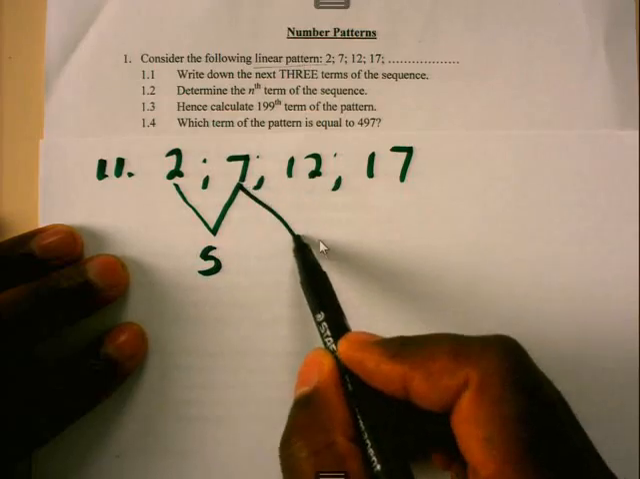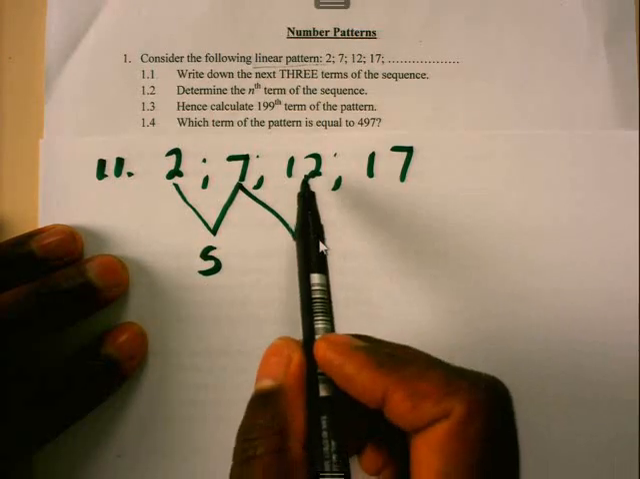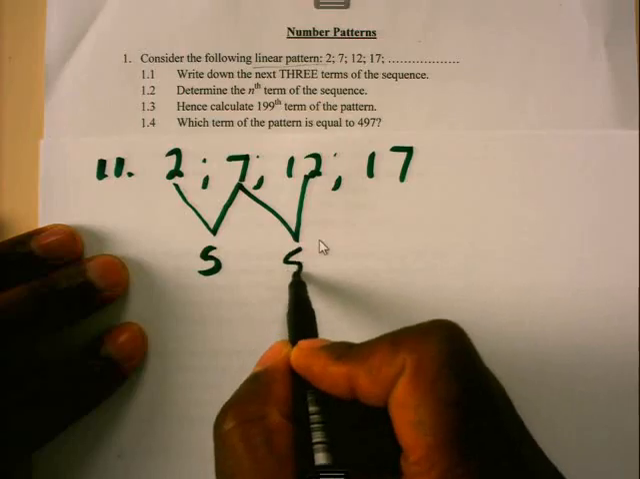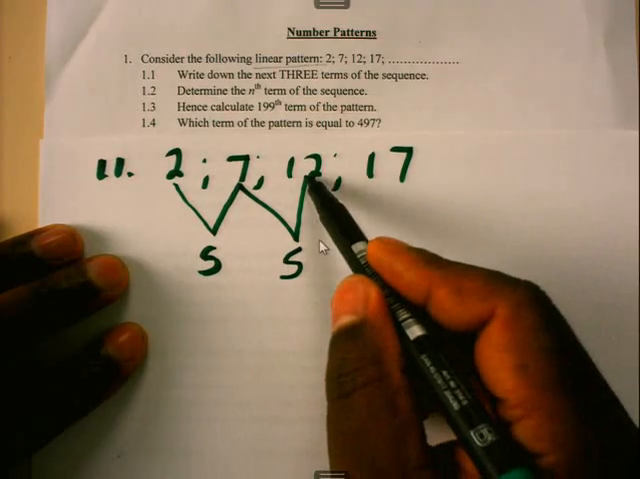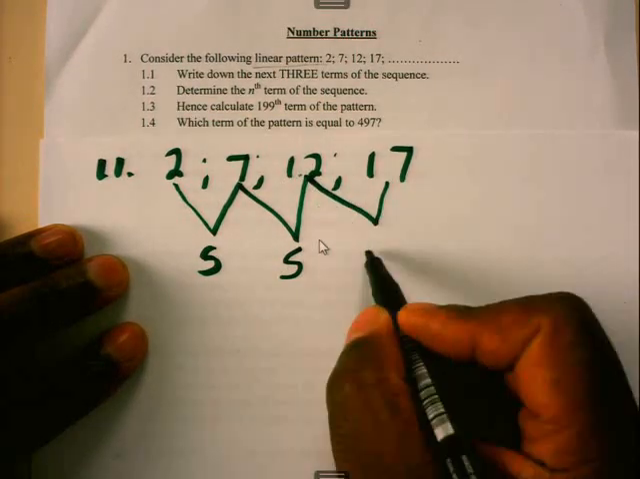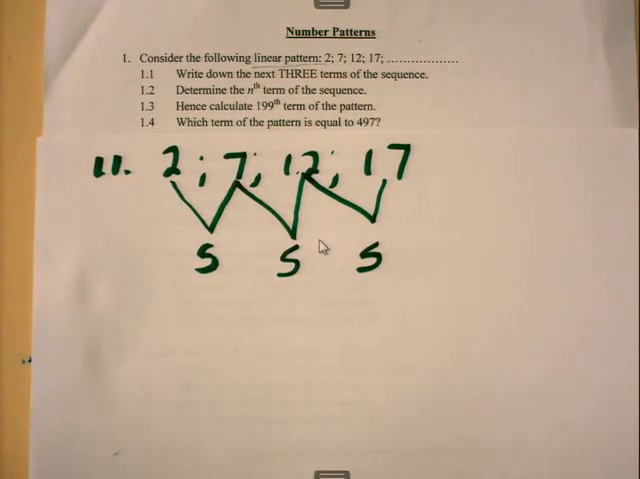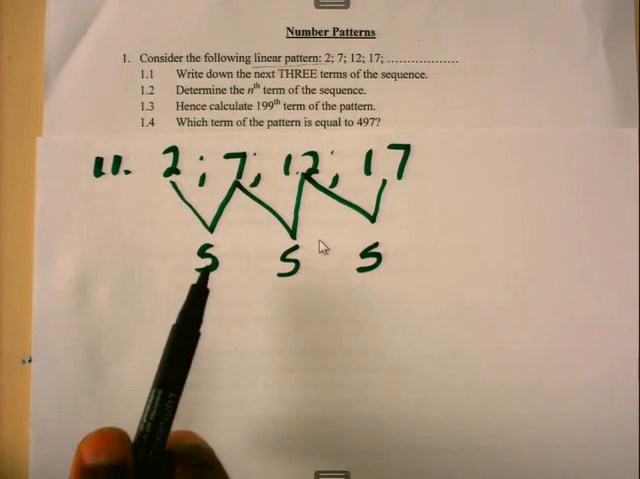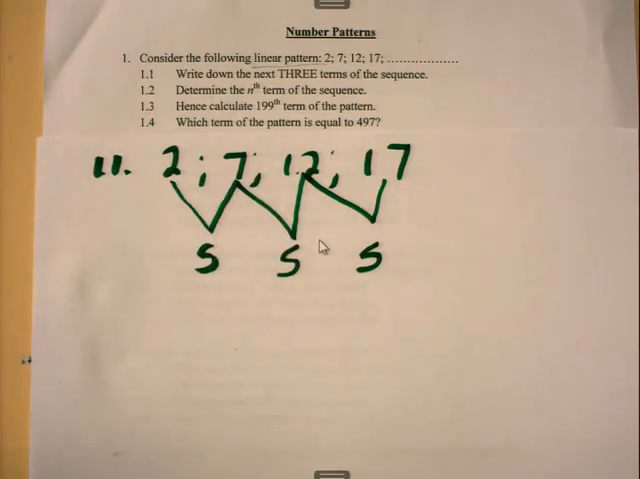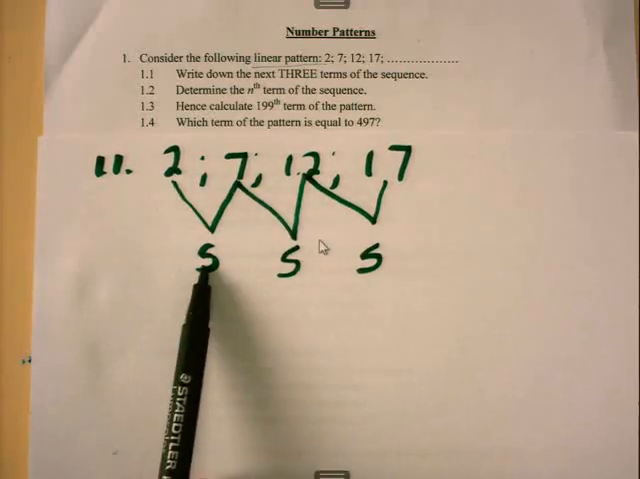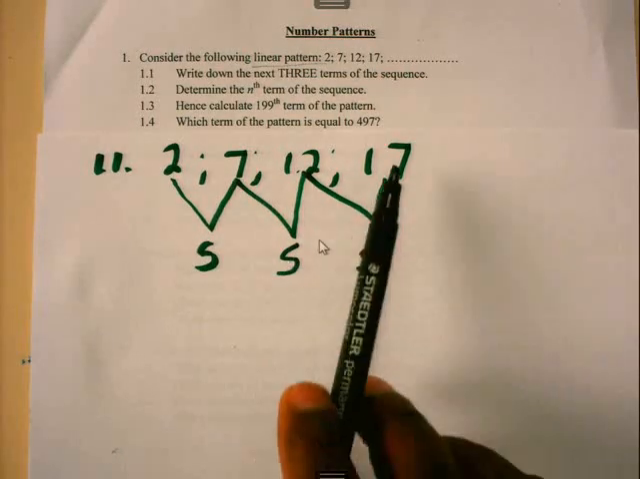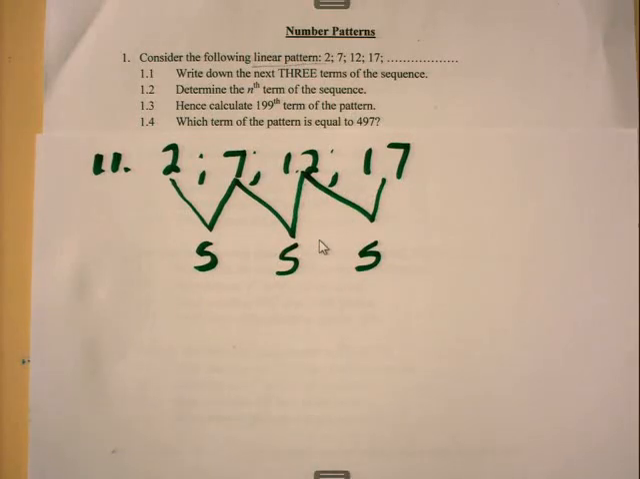Let's check the difference between these successive terms. 12 minus 7 gives us 5. Third difference, 17 minus 12 gives us 5. This shows that this is a linear number pattern because the first difference is common. The answer you get when you subtract is called the difference. So 7 minus 2 gives us 5, 12 minus 7 is 5, 17 minus 12 is 5. In all these instances, the difference between successive terms is 5.